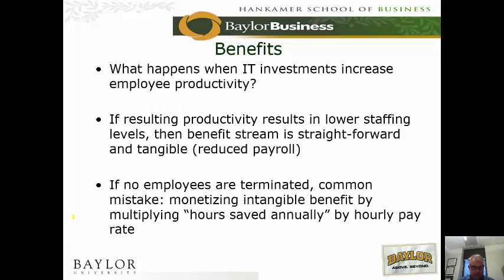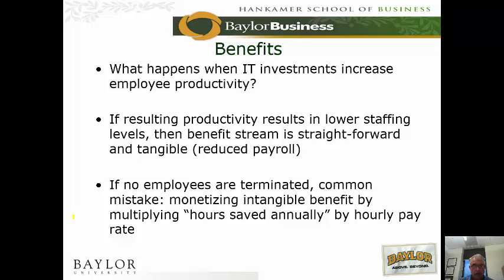Another question that comes up from time to time, and I think this came up in one reading, which is interesting: what happens when you're proposing an IT investment that you say is going to increase employee productivity? Okay, well that's a great thing. If the resulting productivity results in lower staffing levels, then I think the benefit stream is relatively straightforward in terms of being able to quantify that via reduced payroll. But what if no employees are terminated by this? Yes, they're being more productive, but you're not actually reducing payroll.